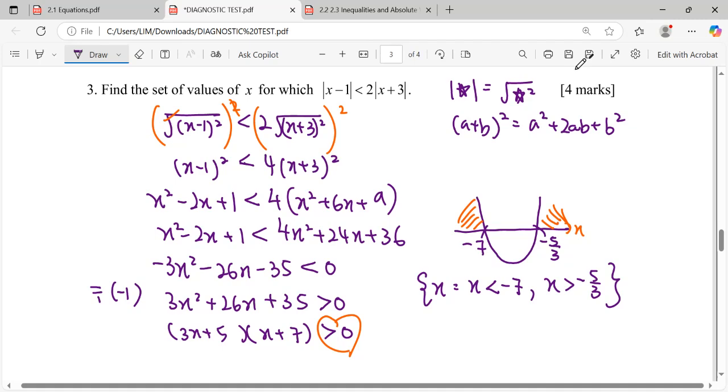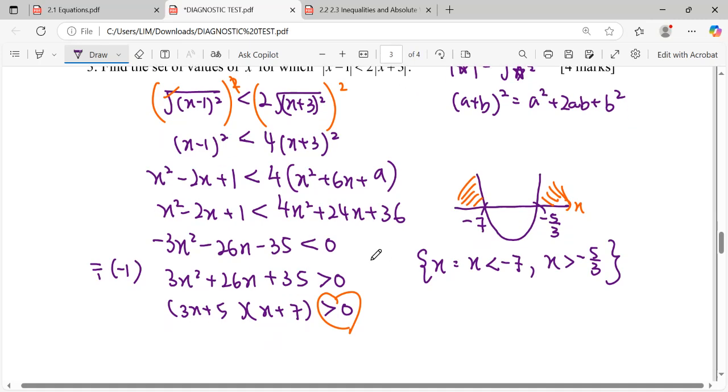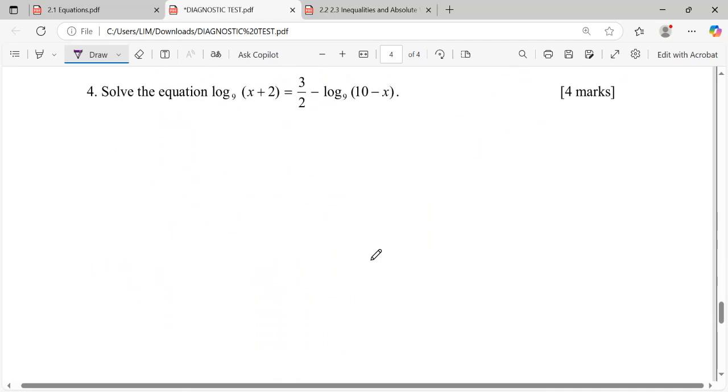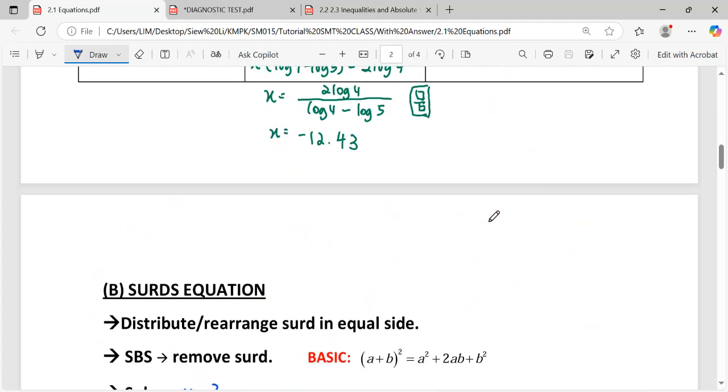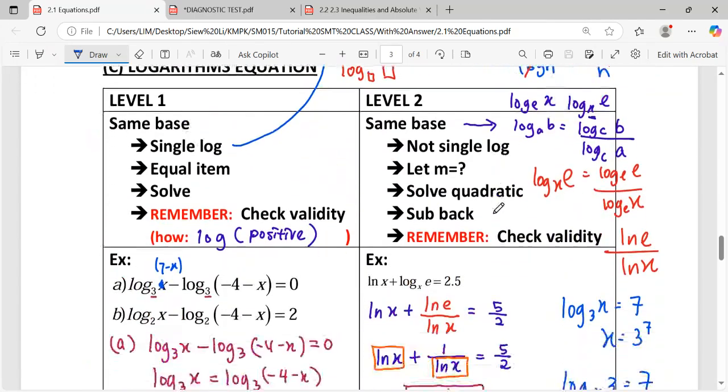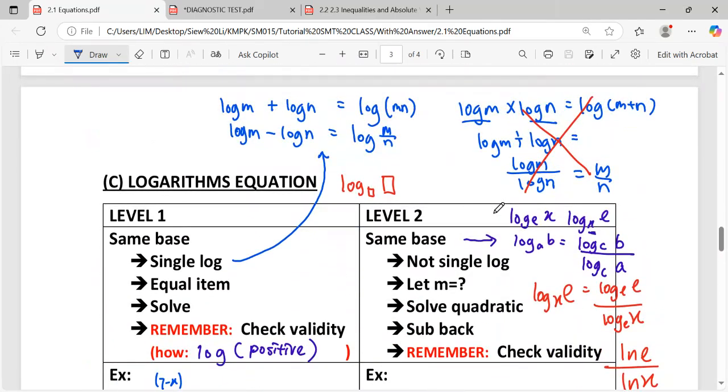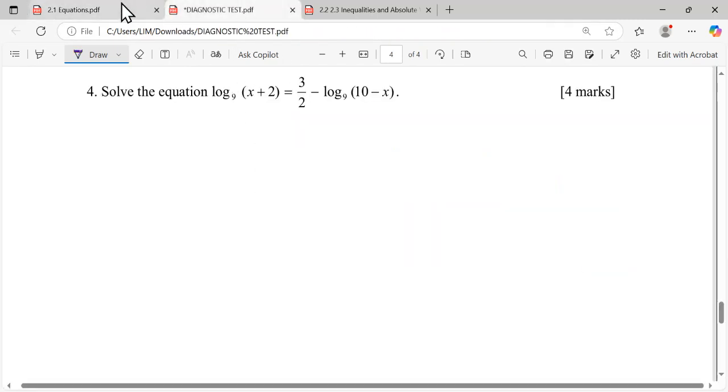Then we move on to the next question, equation of the log. So equation of the log is also a weak question that students cannot manage. When you're doing logarithm, you must have these two ways in your mind. Option 1 and option 2, two ways. So two ways, starting from the same base. Look at the question, they are already the same base.